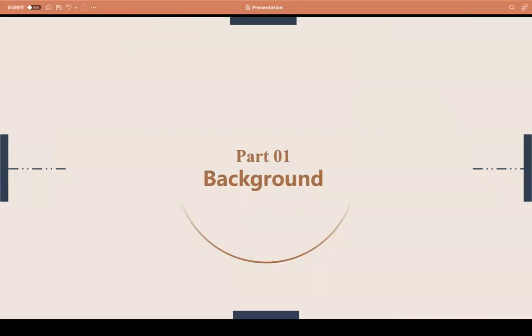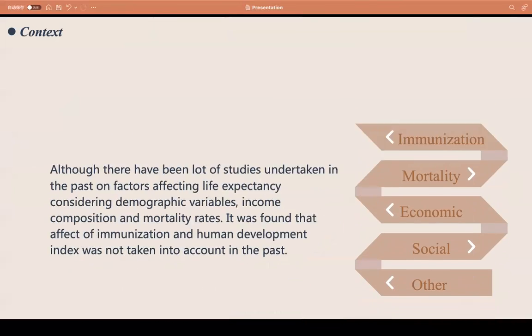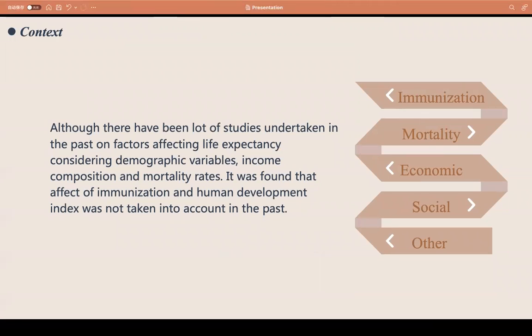The first part is background. Although there have been lots of studies undertaken in the past on factors affecting life expectancy considering demographic variables, income composition, and mortality rates, it was found that the effect of immunization and human development index was not taken into account in the past. In a nutshell, we will focus on immunization factors, mortality factors, economic factors, social factors, and other health-related factors as well.